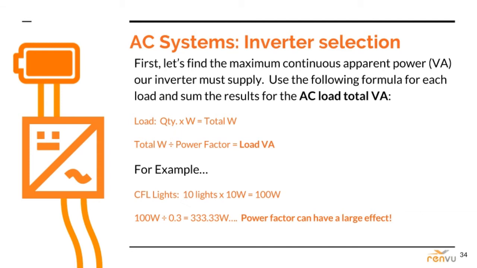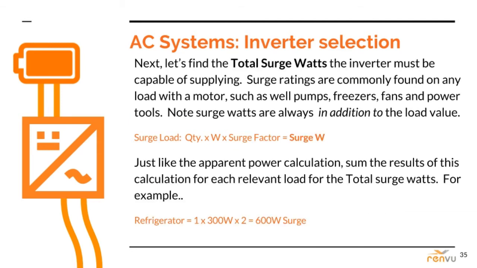However, CFL lights tend to have a low power factor. In this case, 0.3 is the example. So 100 watts divided by 0.3 is equal to 333.33 watts. As you can see, power factor can have a large effect on our inverter sizing. We will now find the surge watts to add to the total apparent power.